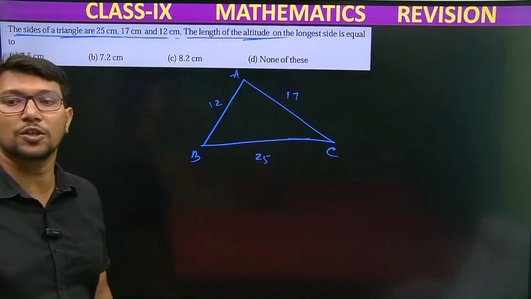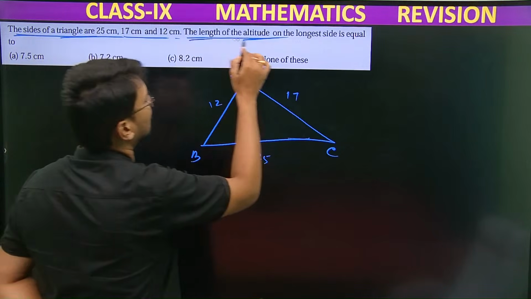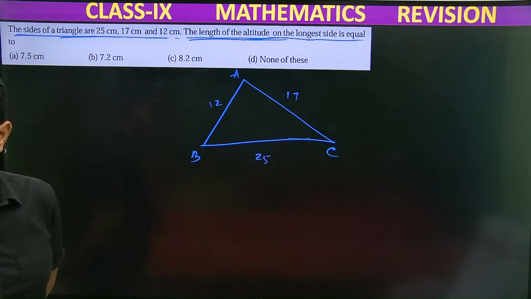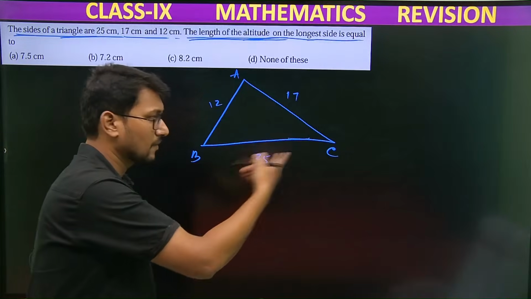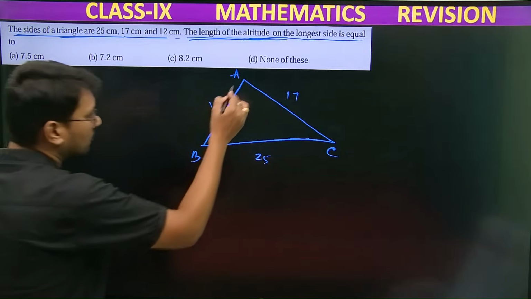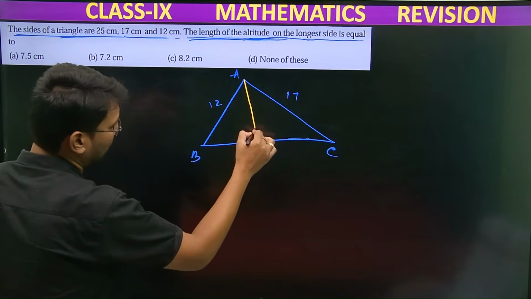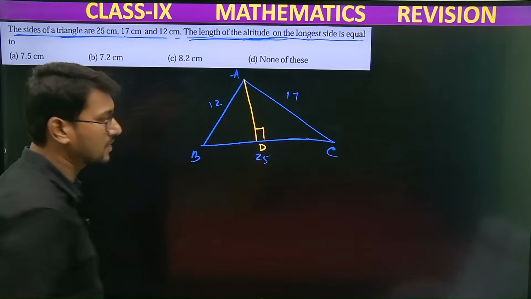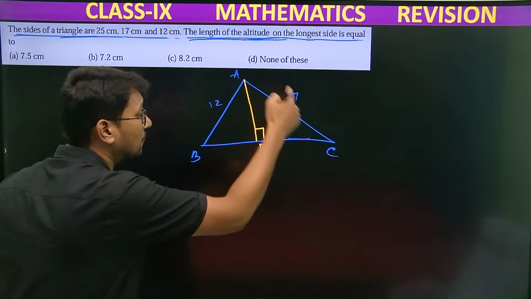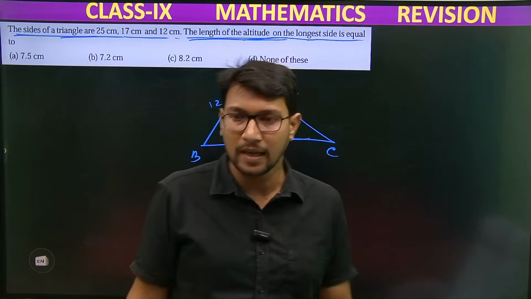Altitude means perpendicular. The length of the altitude on the longest side. Which one is the longest side? BC. So the question is asking to find the length of the altitude to the longest side, meaning the length of AD, where AD is perpendicular to BC. For finding the length of AD, you first have to find the area of the triangle by Heron's formula.